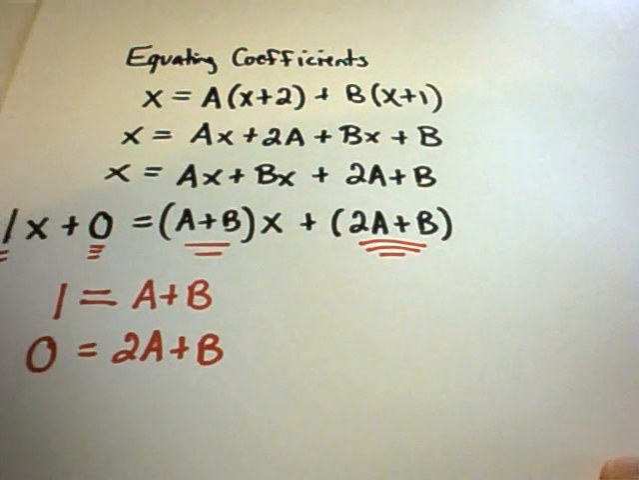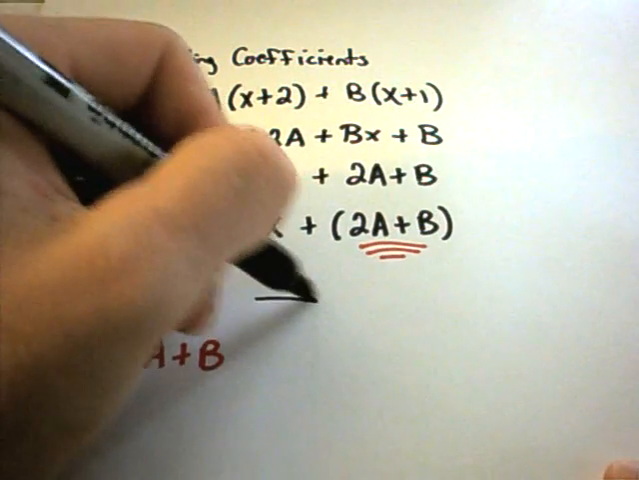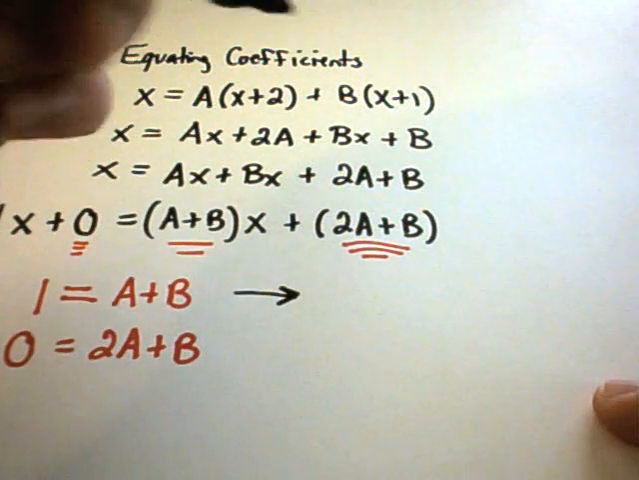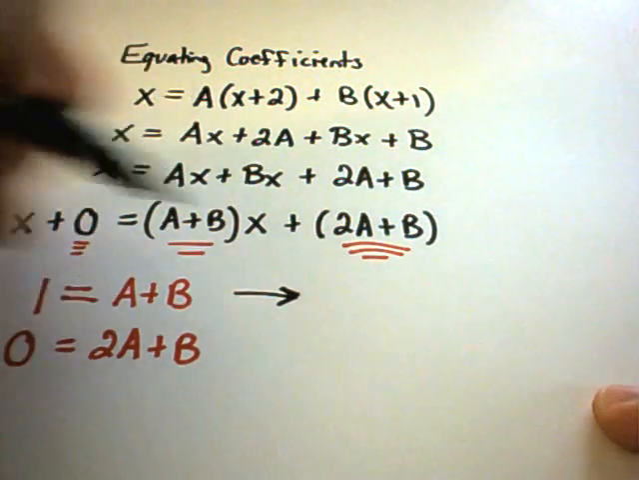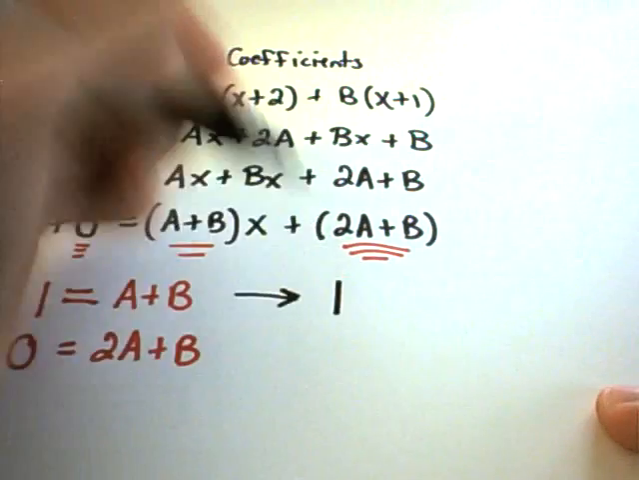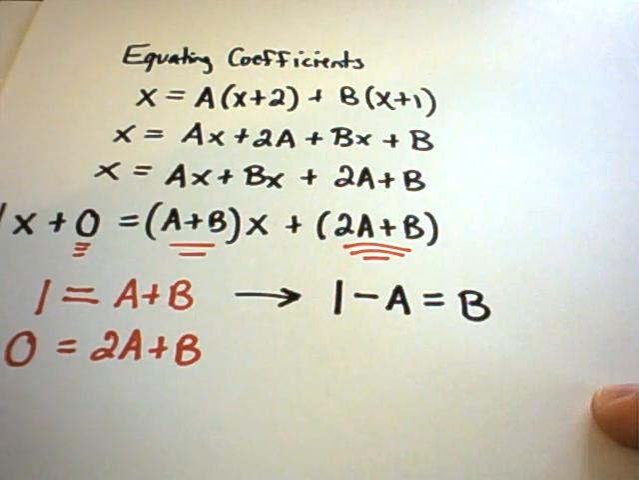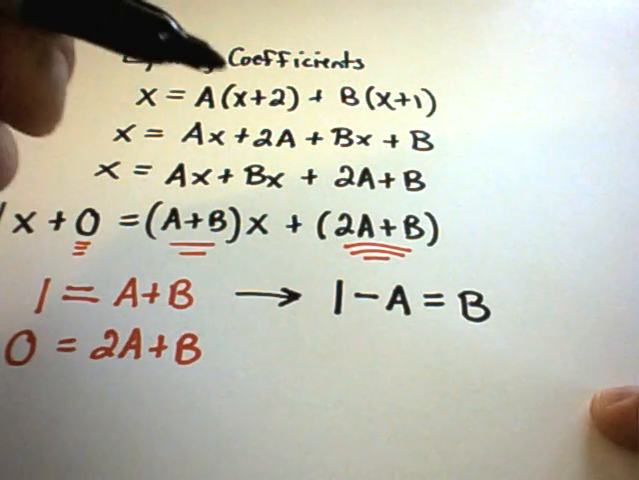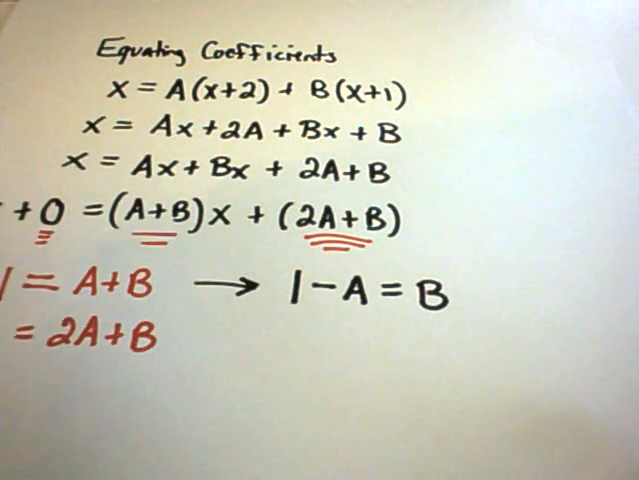There are a couple of different ways you could do this. You could do substitution, or you could do elimination by addition. I'm going to go ahead and do substitution. So if you subtract, you get from the first equation 1 minus a equals b. Probably elimination by addition is easier, but I learned substitution first, and it's still my preferred method. It's just something I'm more comfortable with.